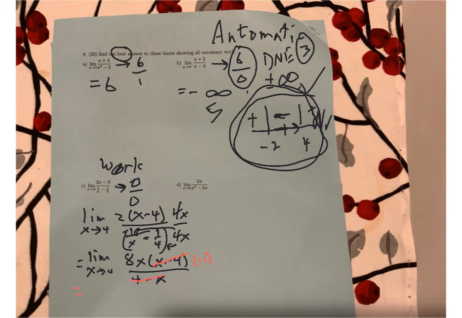And now we can let x go to 4, so we get 8 times 4. So we cancel, we get a -1 here, and then we've gotten rid of the division by 0 problem, so we can just plug in our 4. We get 8 times 4 times -1, -32.